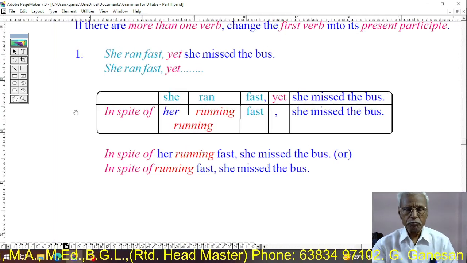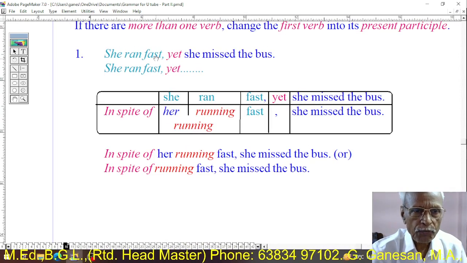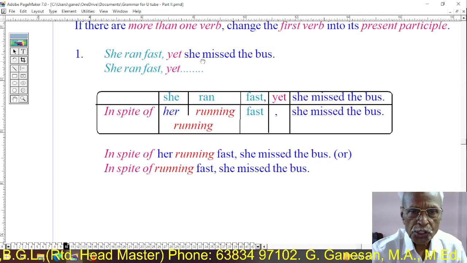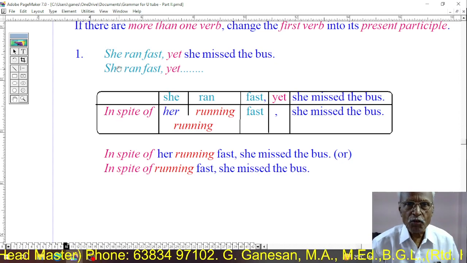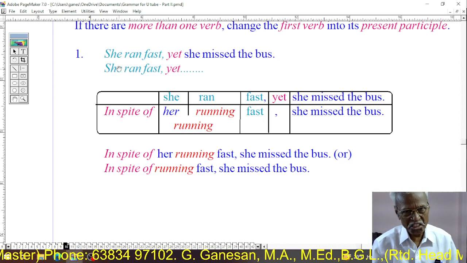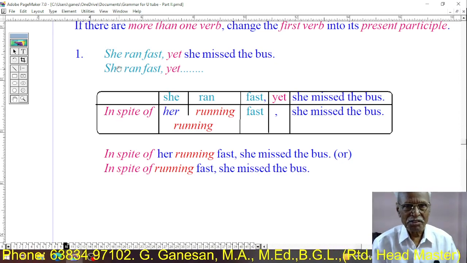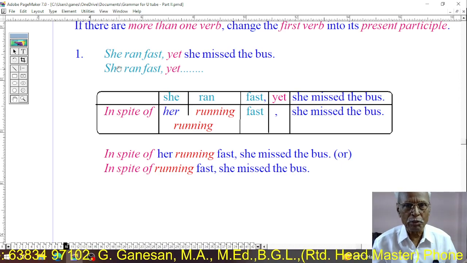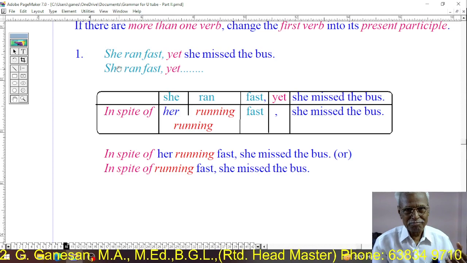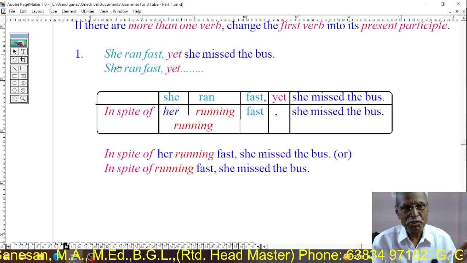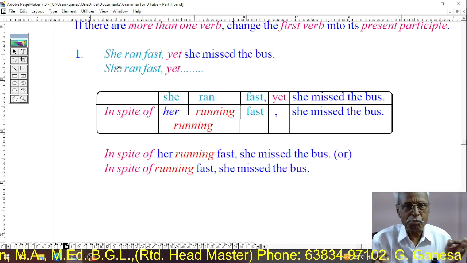See, she ran fast, yet she missed the bus. She ran fast, but yet still she could not catch the bus. She ran fast, yet she could not catch the bus.